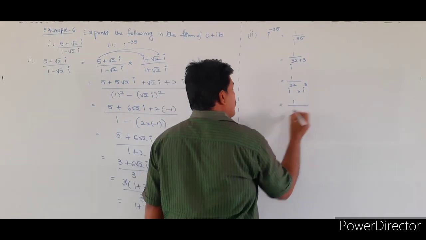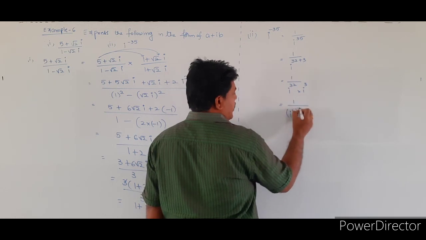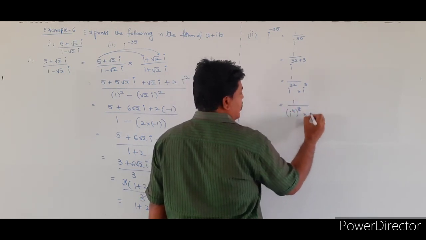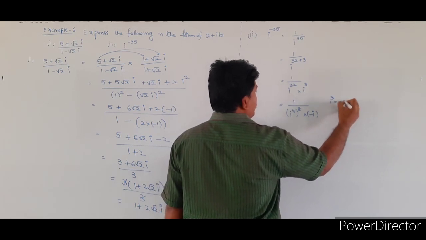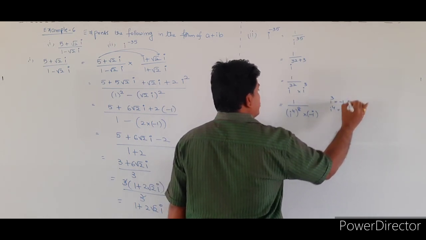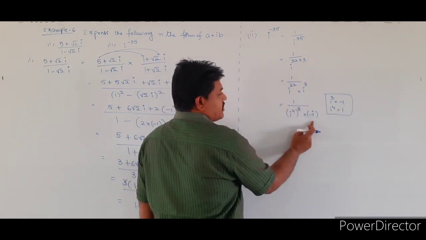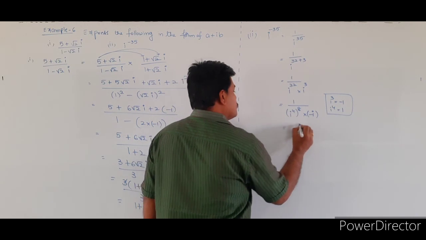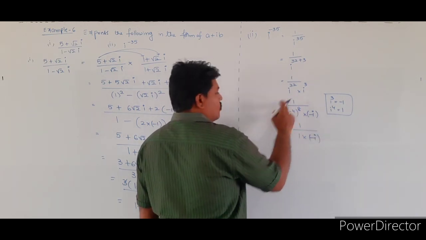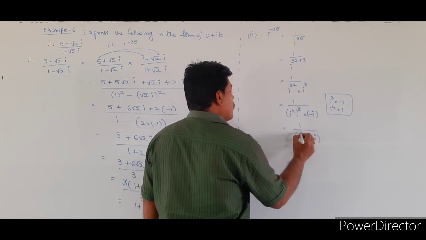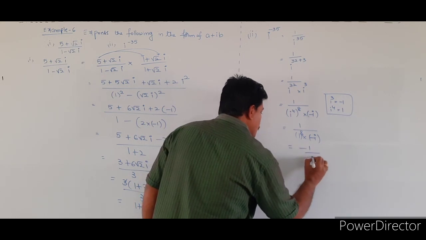So that implies 1 by i power 4 whole power 8 into i cube. I already know the i cube value is minus i, and the i power 4 value is 1. I already know these two formulas. So 1 by 1 into minus i, and the total value becomes 1 power 8, so this value is nothing but minus 1 by i.